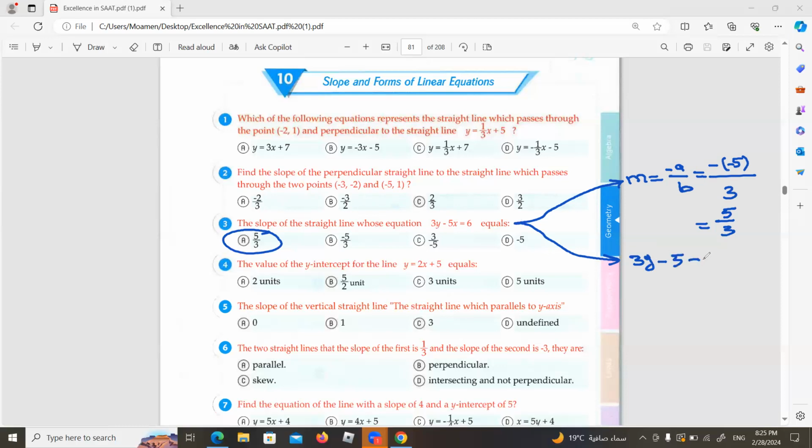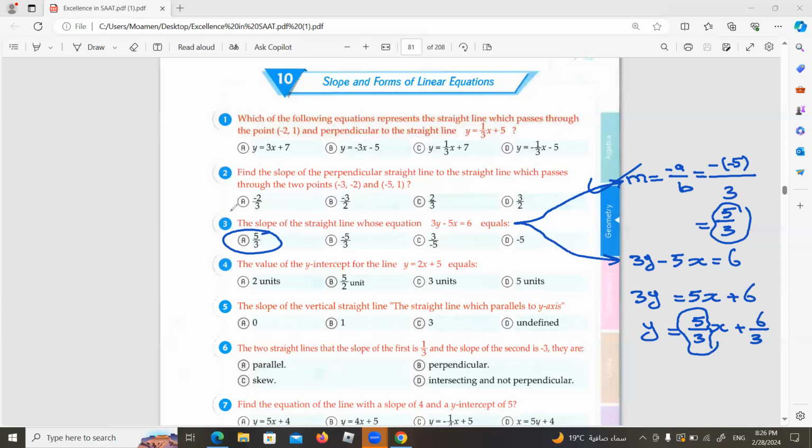3y minus 5x equals 6. It means I move x to the other side with the opposite sign: 3y equals 5x plus 6. Then divide the whole equation by 3. So y equals 5 over 3 x plus 6 over 3, which equals 2. So our slope is 5 over 3. We get the slope 5 over 3 from the first method by only one step. So pay attention to this.